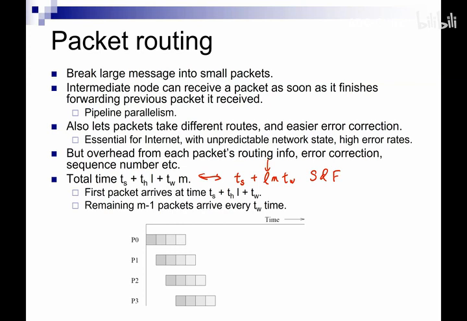So when all the other terms are small, so that we can basically ignore the startup time and ignore the per hop time, then store and forward is basically going to be L times slower than packet routing.